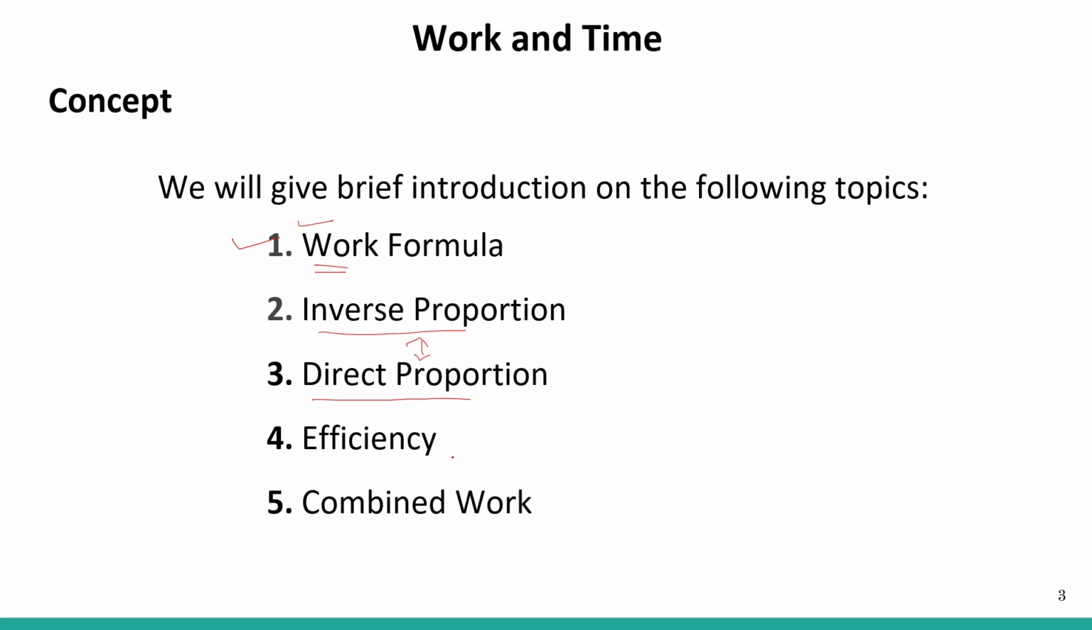The work formula is nothing but the relation between the amount of work done in a specific time. Inverse proportion is the relation between work and time, and how they are involved. Direct proportion is a specific kind of relation between two elements in work and time. We'll see it in detail. Efficiency is how much you can do in a specific amount of work without wasting any time.